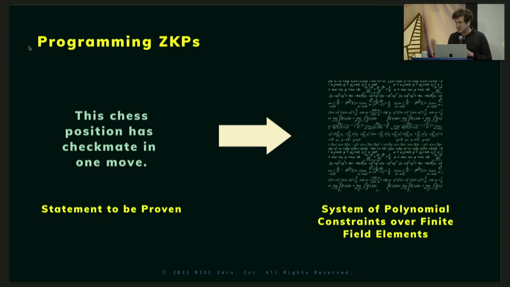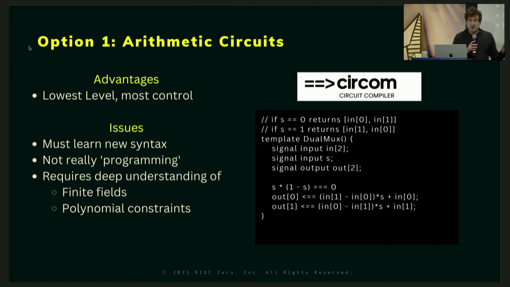The first option in terms of how you could actually make a zero-knowledge proof is to go and write the arithmetic circuits yourself. This has the advantage of being the lowest level, giving you the most control and the best performance, but effectively you have to learn an entirely new syntax. It's also not really programming in the traditional sense. It's more like building a circuit, more like hardware design. There are no loops, and you also have to understand all the details of the math. You need to know what a finite field is. You need to know what polynomial constraints are.